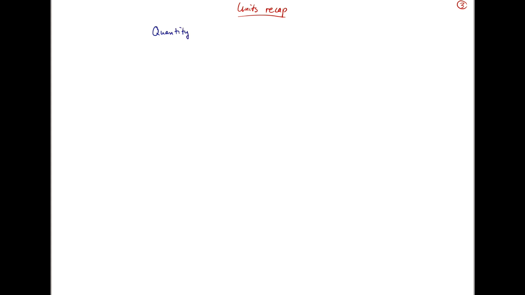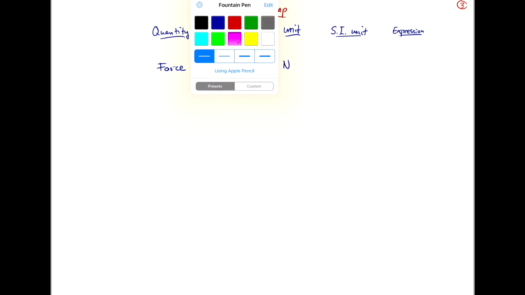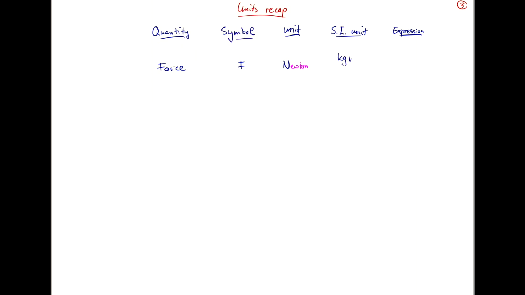So here we have our physical quantity, the symbol that we use for it typically, its unit symbol, and then the same in SI units, and then we'll do a physical expression of where this comes from. So let's start out with one of the most basic concepts in physics. It's force. Force has typically the symbol F and uses the unit N for Newton. And that in SI units is kilogram meters per second squared.